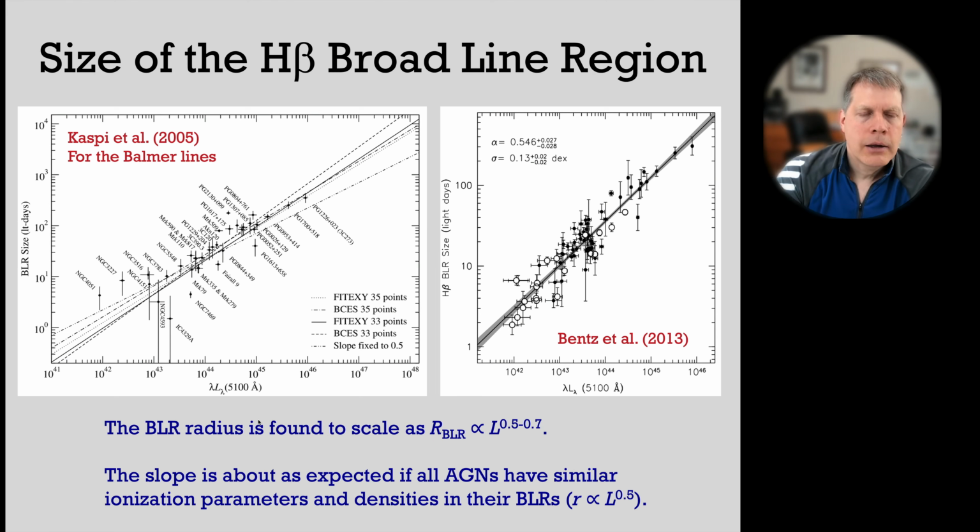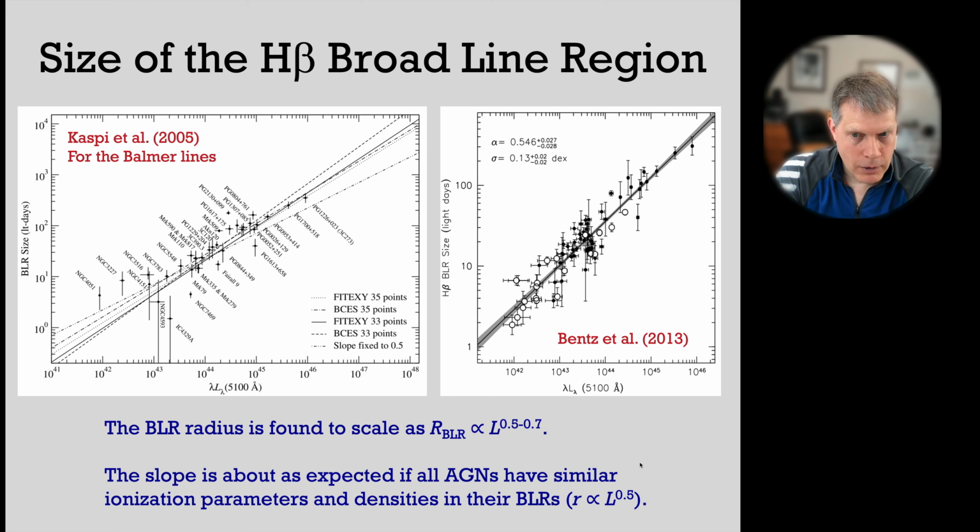Notably, the radius of the broad line region that's producing H beta, so that component of the broad line region, which will be important as I talk about later, roughly scales as the luminosity to the 0.5 to 0.7 power, broadly speaking. That slope is about as expected if all AGNs have similar ionization parameters and densities in their broad line regions, for which you would expect a scaling where R is proportional to L to the 0.5. So your basic theoretical expectation seems to be matched well by the data. And that's always very pleasing when something like that actually works out.